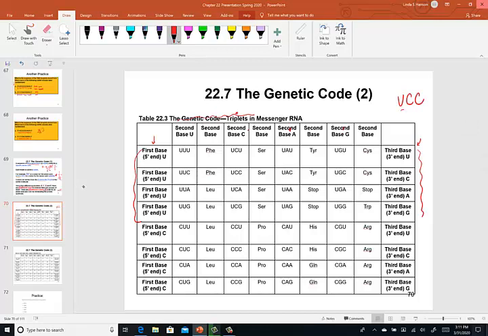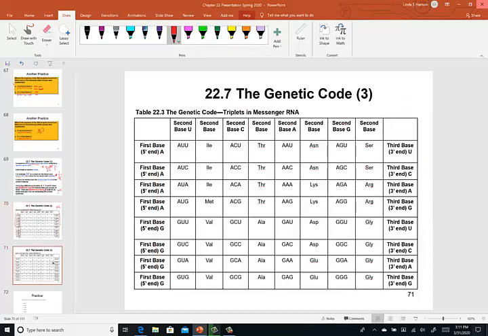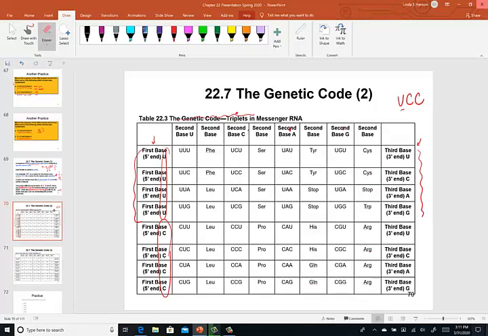Alrighty, so for instance, if we had a code of UCC, how would we read that? First base is a U, so I'm in this section. If it started with a C, I'd be here. If it started with an A, I'd come here. If it started with a G, I'd come here. So I'm really just looking at the first base to figure out what part of the grid I'm in. I just gave an example of UCC because it was on the first page. First base is a U, second base is a C, the last base is a C. That puts me right here at UCC. That's coding for the amino acid called serine, S-E-R.